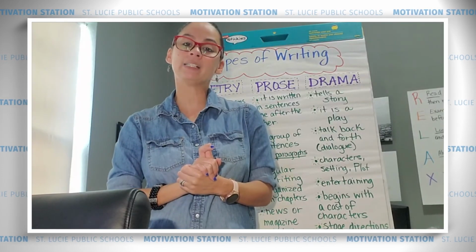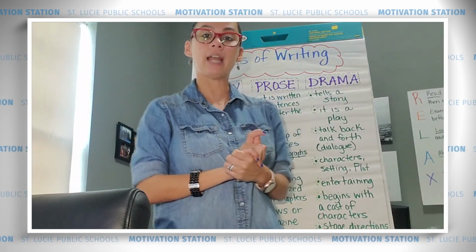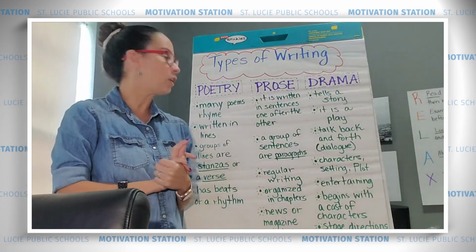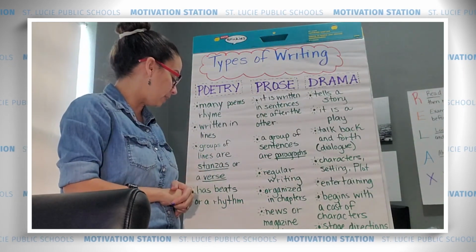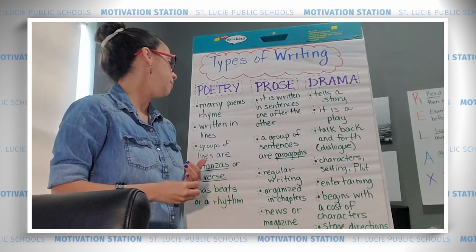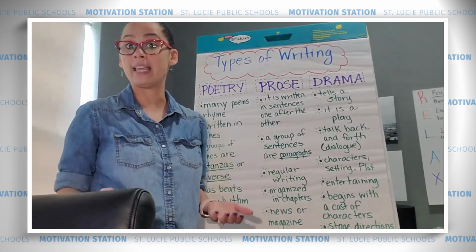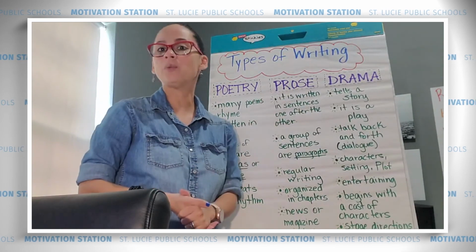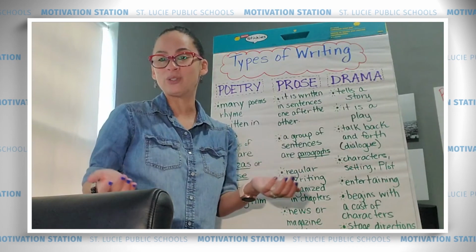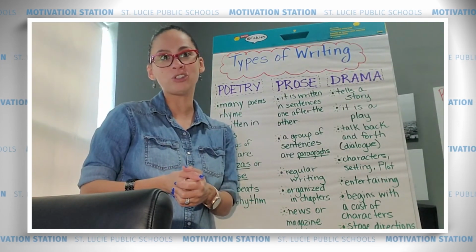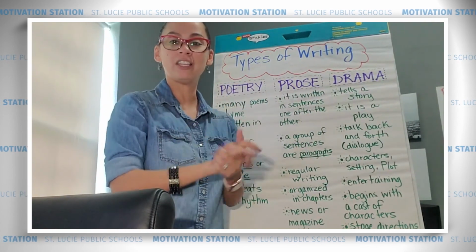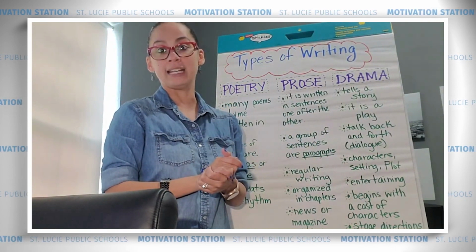So let's review. Last week, we learned the differences between a poem or poetry, prose, and a drama. Okay, so let's review. Poetry comes in a group of stanzas. It sometimes has a beat or a rhythm, and many poems can rhyme. Prose is what we usually read all the time in our reading classes. Okay, it's what we use also for writing. It's usually written in paragraphs, okay? The sentences are one after the other, and they give a lot of details and actions.